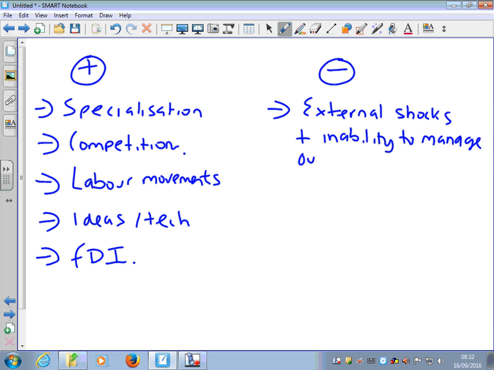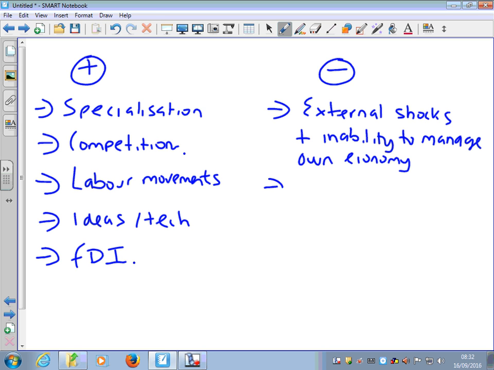Because the global economy is so interconnected and globalised now, problems in one economy can very quickly spread to another economy. So, for example, the most recent recession, the financial crisis, began in America, but it had massive repercussions for economies across the European Union. So it can create a big, big problem.